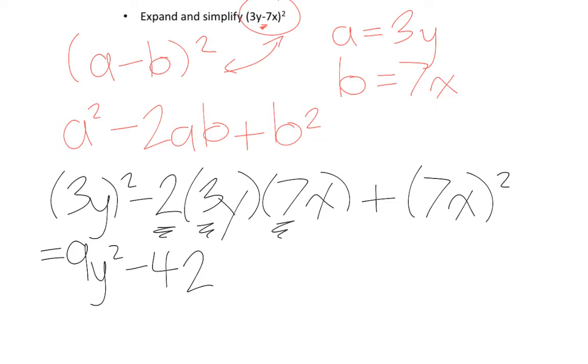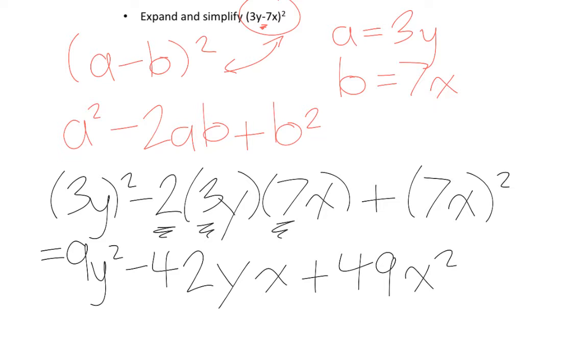So what I'm doing here is just multiplying all of the integers. The y and x just remain the same. And last but not least, we have 7x to the power of 2. Remember, everything in the brackets gets raised to the power of 2. So 7 to the power of 2 is 49, and x to the power of 2 is x squared.